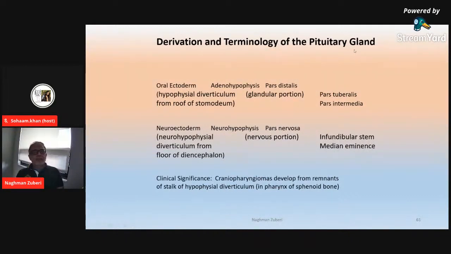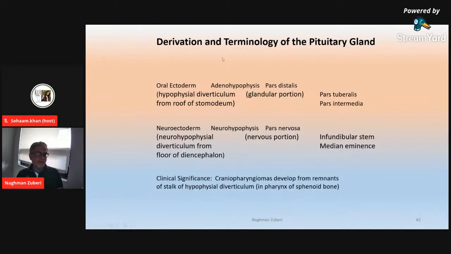Derivation and terminology of the pituitary gland. The oroectoderm: adenohypophysis, hypophyseal diverticulum, and from the roof of the stomodium. It is the glandular portion, pars tuberalis and the pars intermedia. Then the neuroectoderm, it is neurohypophysis or pars nervosa. Neurohypophyseal diverticulum from the floor of the diencephalon. This is the nervous portion, and the infundibular stem and the median eminences are coming from here.